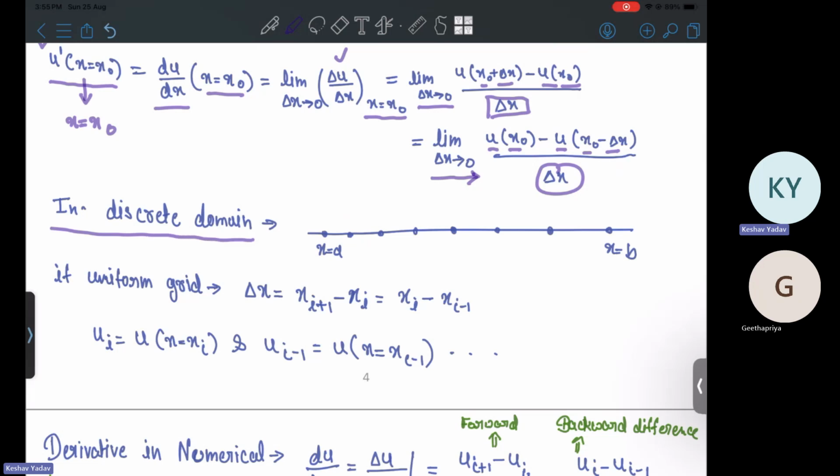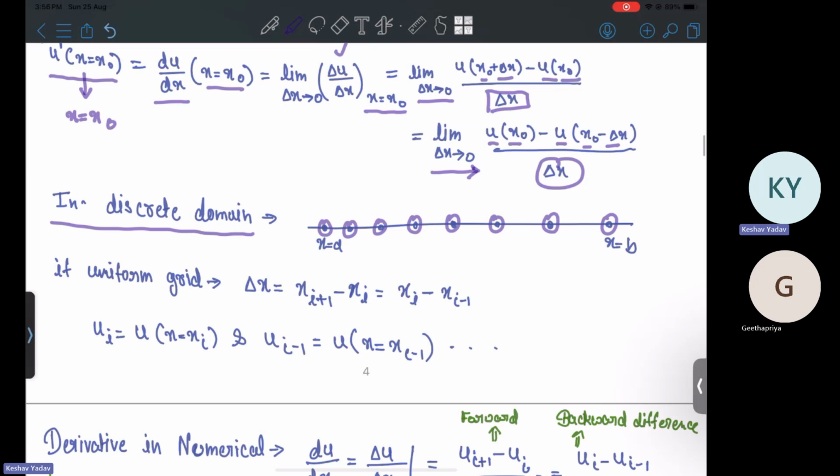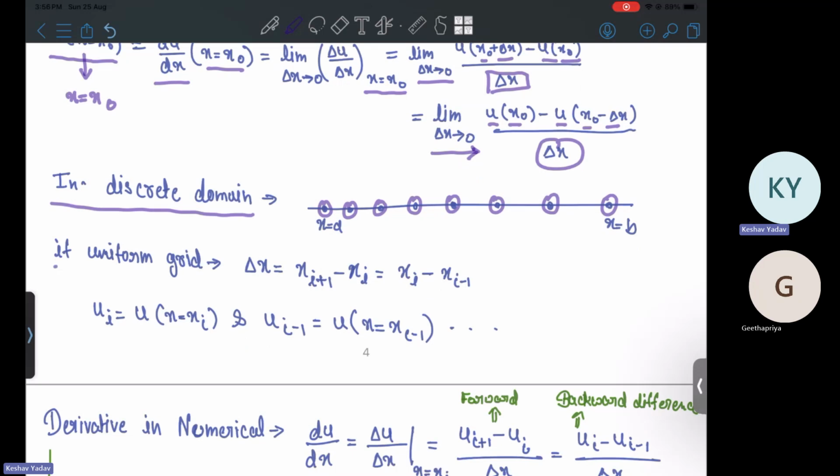Now in numerical methods, we do not have a continuous domain. Rather we have a discrete domain. Discrete domain is what? We have the values at some discrete points only. Okay. At these discrete points, we have the value of the function, and we want to find the derivatives at these discrete points. Okay. So if we assume for the time being this is a uniform grid. Uniform grid means that these differences are all the same. Suppose this is my ith point. So this will be i plus 1, this will be i minus 1, this will be i plus 2. Okay. So this delta x will be equal to x of i minus x of i minus 1, that will be equal to x of i plus 1 minus x of i for every i.